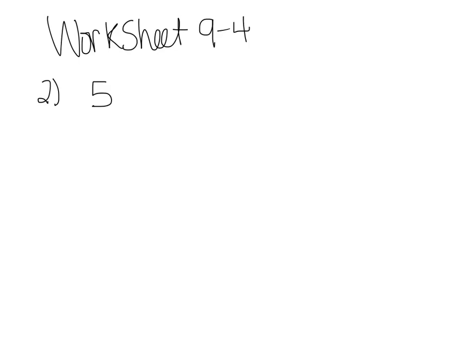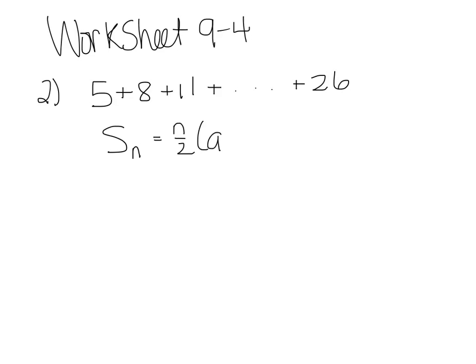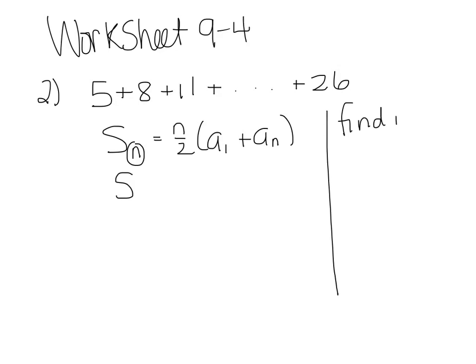You've been given 5 plus 8 plus 11 plus ... and 26 is the last term, and you've been asked to find the sum. Okay, well, the sum formula, n over 2 times the first term plus the last term. Let's see. The problem right away that I'm seeing is I don't know what n is. How many terms is this? So let me think about this. I have to find n.